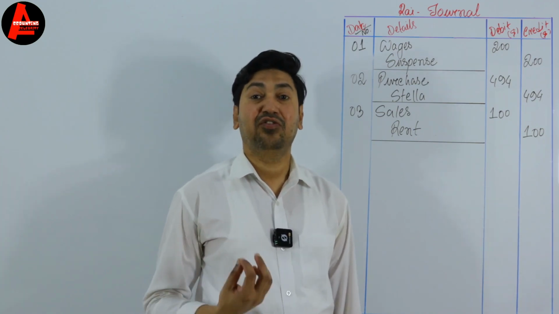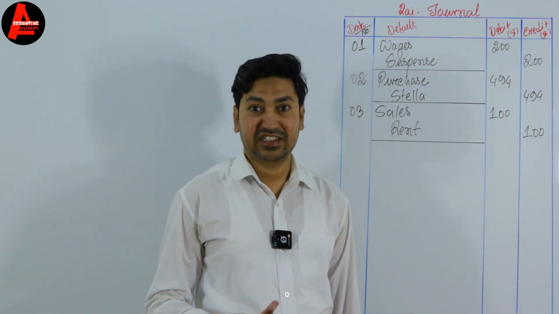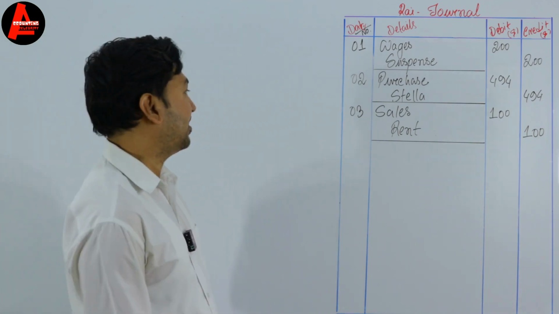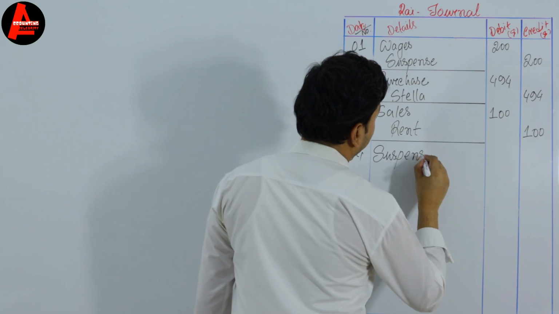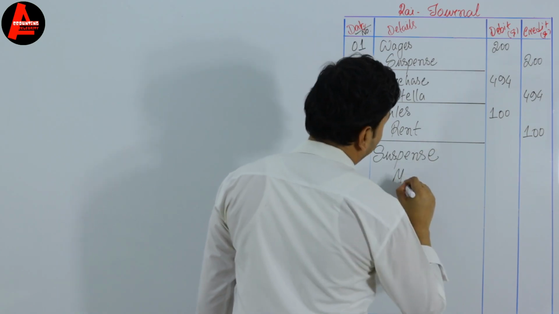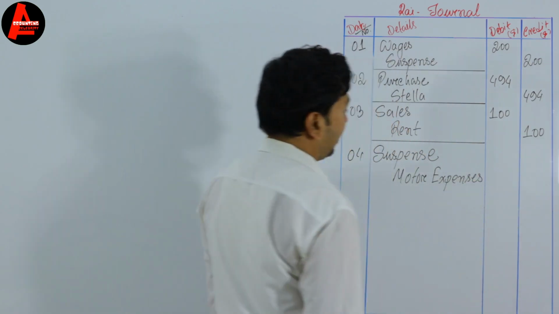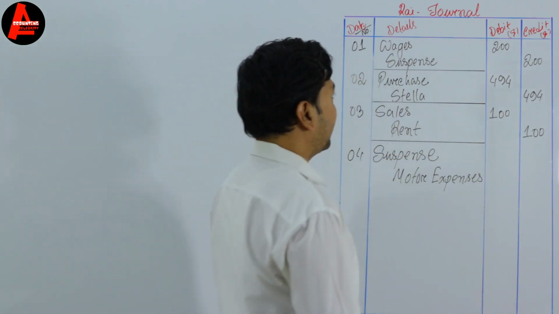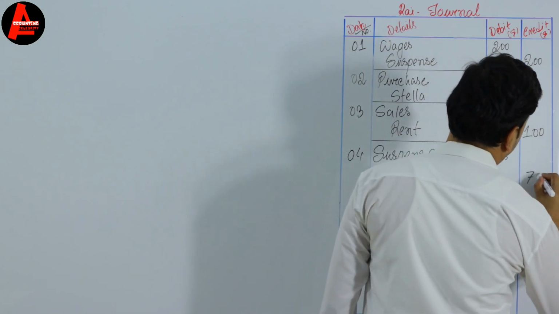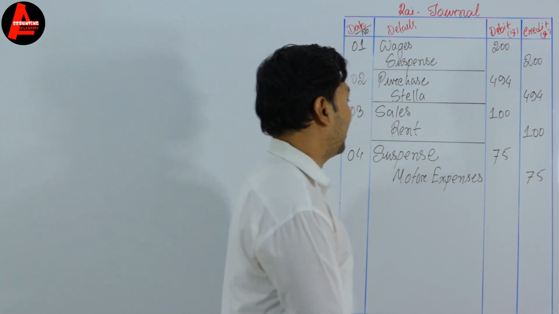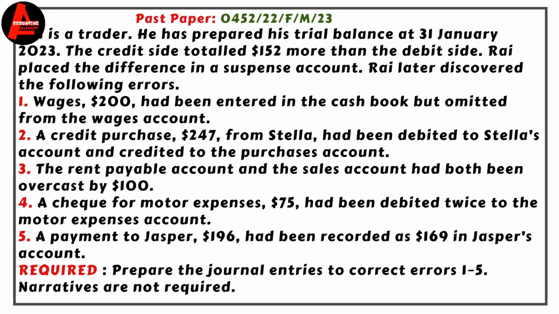Yeah, so what will be here? Debited. Here our debit account is suspense. Okay, so let us write here number 4, suspense account to be debited and motor expenses to be credited. Yeah, so we will write $75 on the debit column and same on the credit column. Okay, finished.